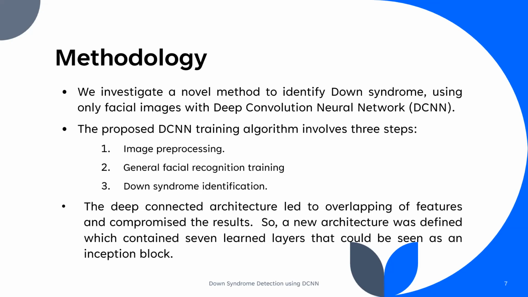The proposed deep convolutional neural network training involves basically 3 steps. First is the image pre-processing, in which the facial photos were cropped and an image resolution of 256 by 256 was extracted. This facial recognition method was then transferred to the Down syndrome identification pipeline. The Down syndrome identification network has 7 learned layers that could be considered as an inception block. An inception block is one in which the layers are of different sizes, and thus it reduces the computational complexity even with few parameters, as the data set for our project was very small.